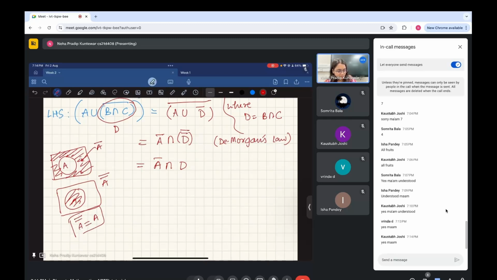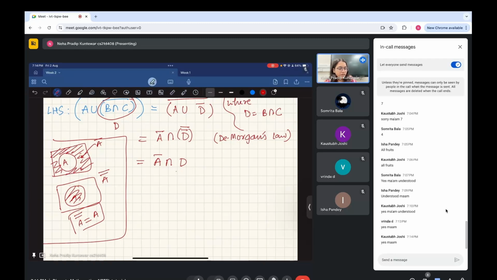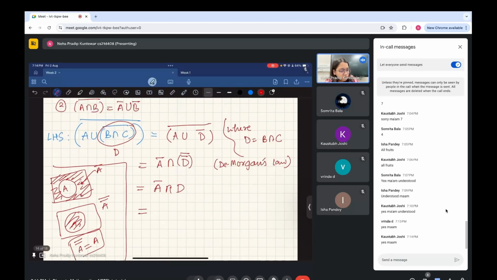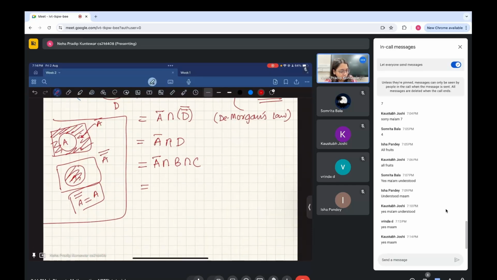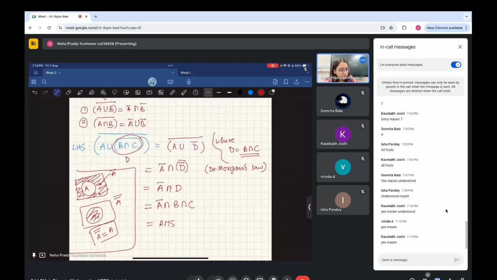And using the property you get that this is same as A bar intersection D, and D is nothing but B intersection C. This is how we had defined D. So I'll just simply replace it with A bar intersection B intersection C, and this is exactly what you wanted to prove on the RHS. So what we did is we simply applied the De Morgan's law, then we used the property of complements, and in two steps we got the expression on the RHS.